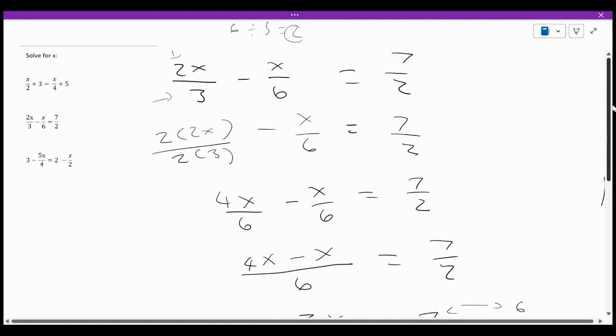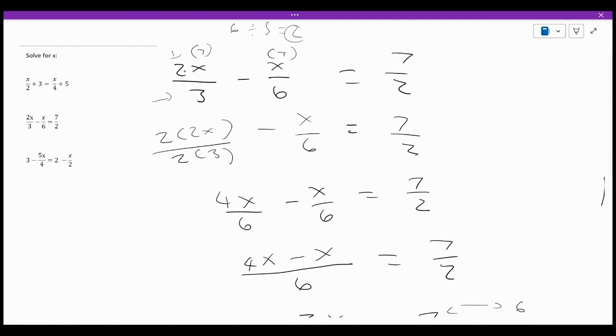And then we come back here, substitute 7 here, substitute 7 over there. So 2 times 7, that's 14. 14 over 3 minus 7 over 6 gives you 7 over 2, which means our x is correct. So let's move on to our final question.